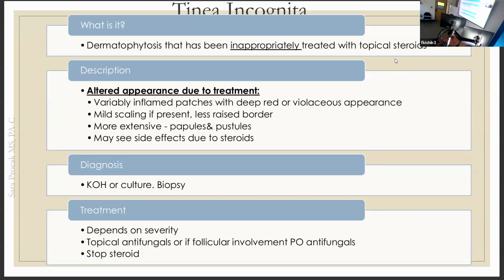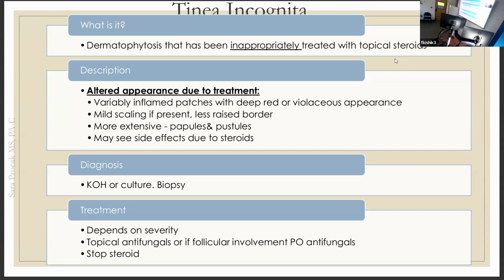Now, if you were unsure and you're in the office, you could do a KOH, okay? And it's going to be very, very positive because the fungus has been allowed to grow. So there's tons of fungal elements, okay? Likely, if you're not able to do that, you're going to be doing a biopsy, okay? And when you get results back, it's going to tell you that there's fungus present, and then you're going to make your diagnosis from that, okay?